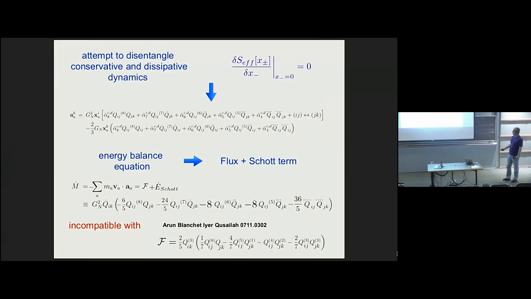which is unhappily incompatible with the known result for the flux term of the memory, which is written here. I don't blush here, which is a result from 2007, so pretty established. What I mean by incompatible is more than what I need. I mean that there is no total derivative which you can add to this term to obtain this term. So they really don't go along together.